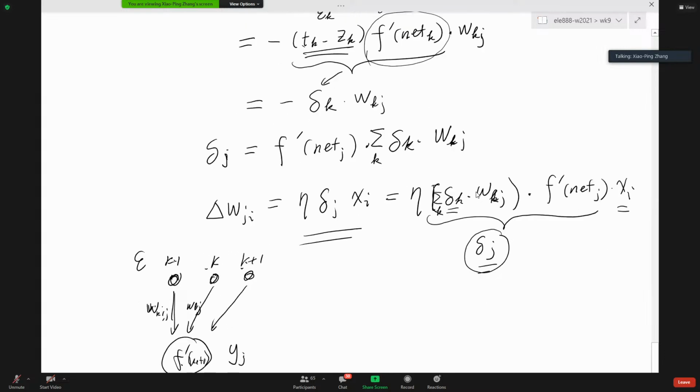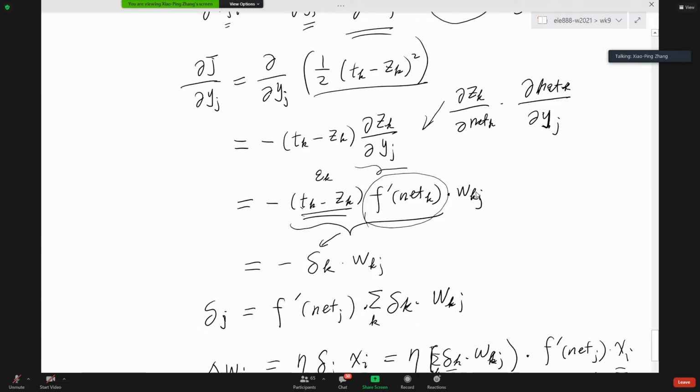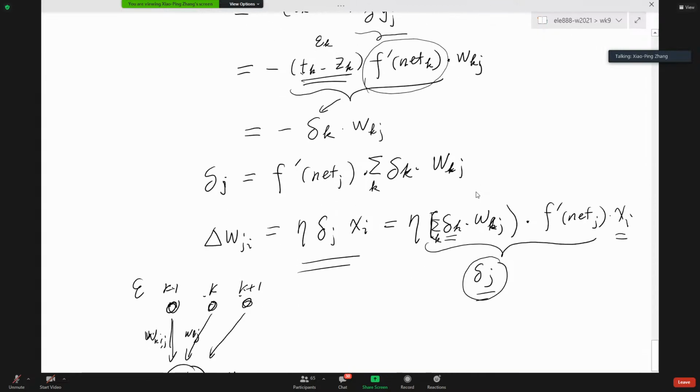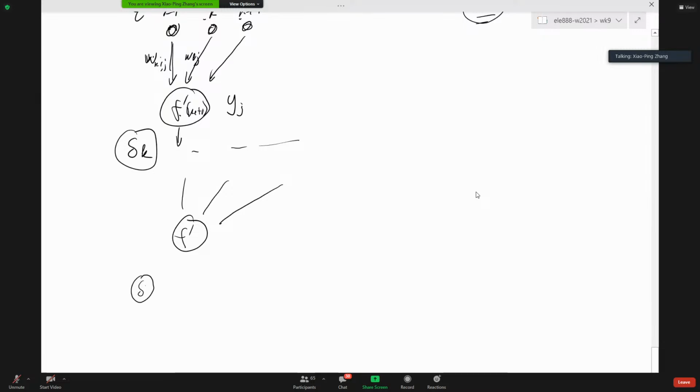So here, this is from epsilon. From epsilon, if you put together, you get delta K, and then you have several of these delta K. From the next layer, again F prime, you get delta J. And those delta J again you back propagate to the next layer to adjust the coefficients of the lower layers.